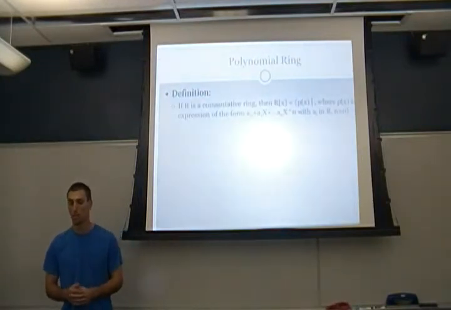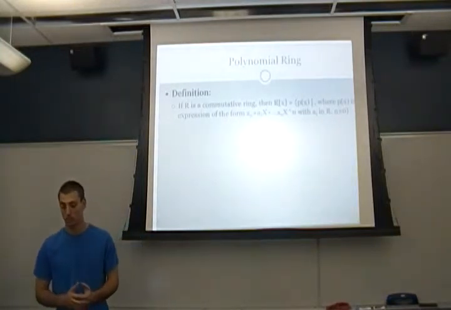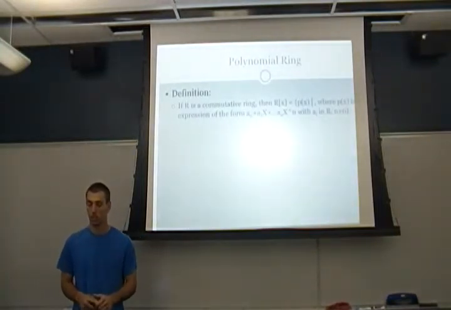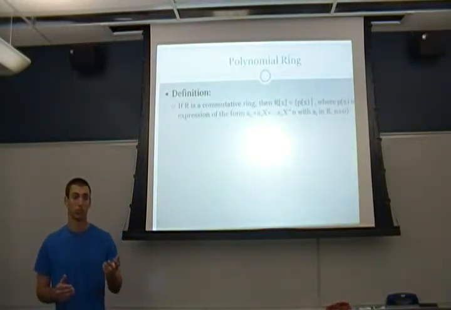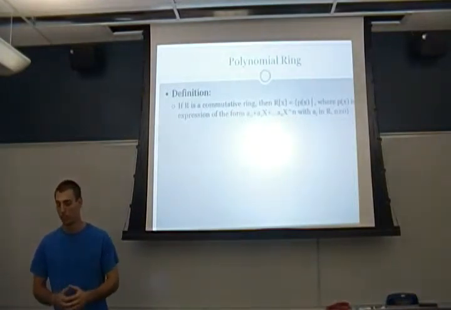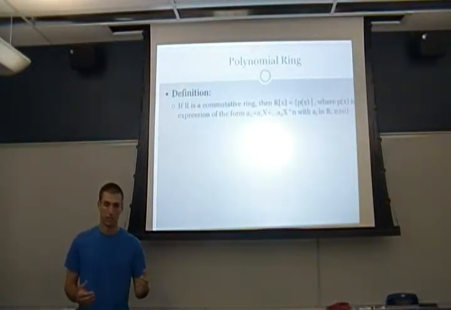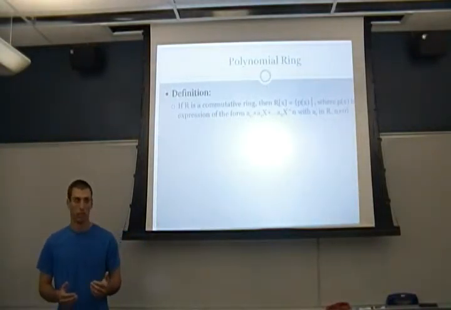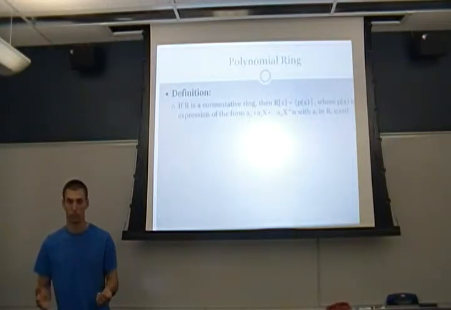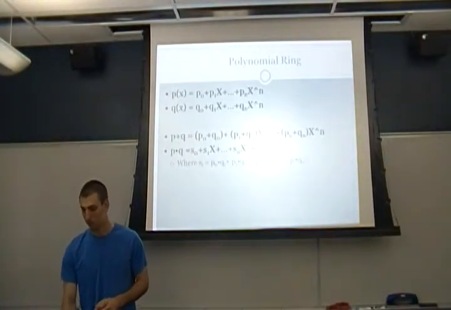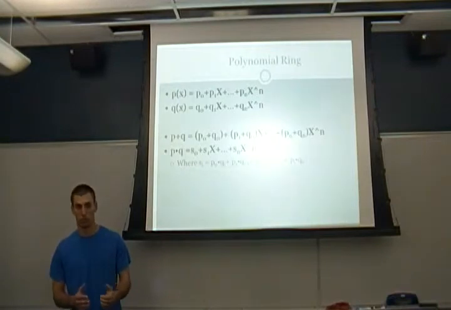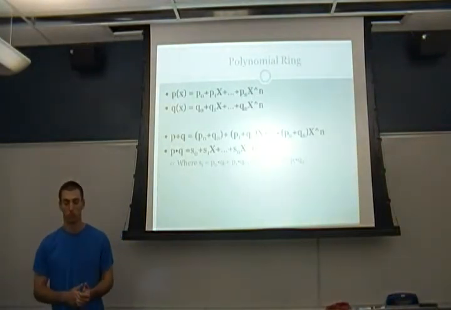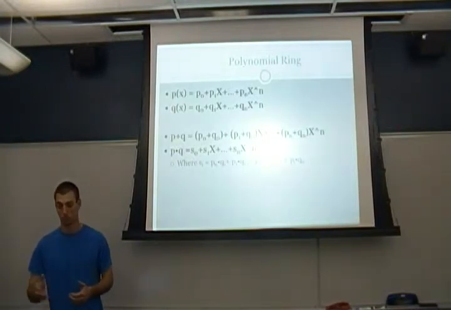So now let's move on to polynomial rings. If R is a commutative ring, the ring R[x] equals P of x, where P of x is an expression in the form of A0 plus A1x plus A2x squared plus so on, up to Anx to the n, where each coefficient A is a real number and the power of x is greater than or equal to 0. So for example, just P of x and Q of x here. It's going to be P0 plus P1 times x plus P2 times x squared, and Q of x is Q0 plus Q1 times x, so on and so forth, all the way down.